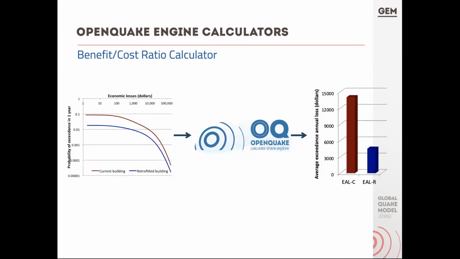Then we have the benefit cost ratio calculator. Basically, I delete the equation. But you can have, in this case, two vulnerability functions, which are original one and retrofitted, and you will get on a given time span what is the economic benefit of retrofitting that building, if it's actually worth it or not. And you can also have maps or curves for this calculator.